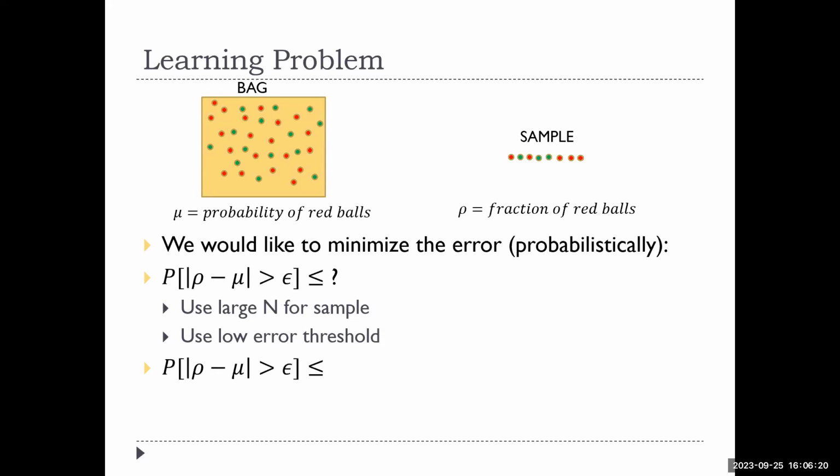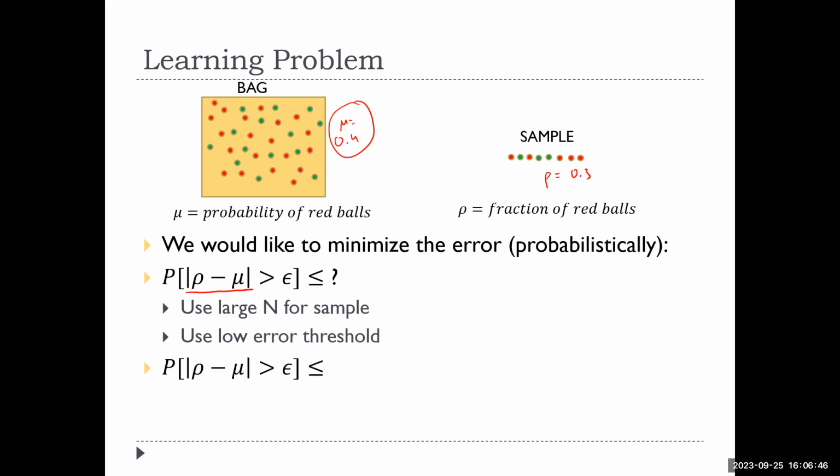What I can put here, this expression is important. Rho minus mu is my error. Let's say, hypothetically, the real mu is 0.4 and rho is 0.3. I know that the error is now 0.1. I am close enough, but it's not accurate.